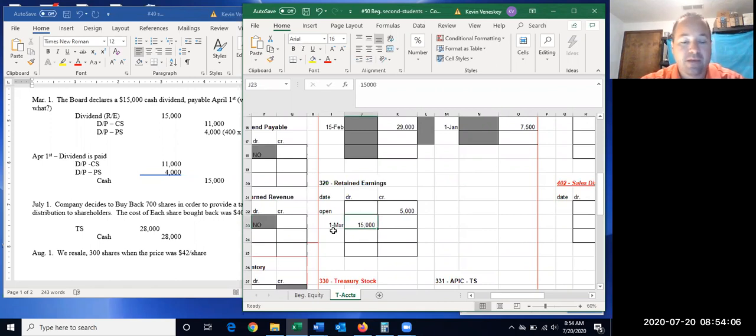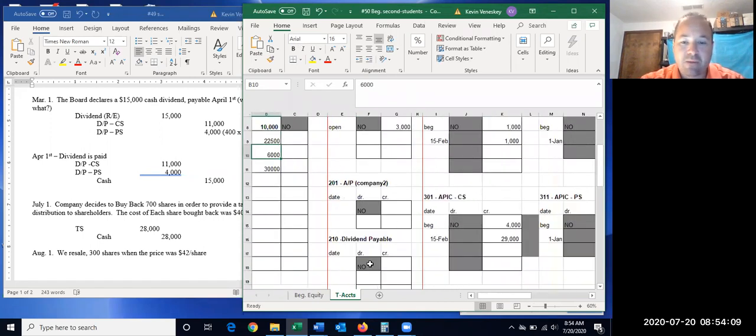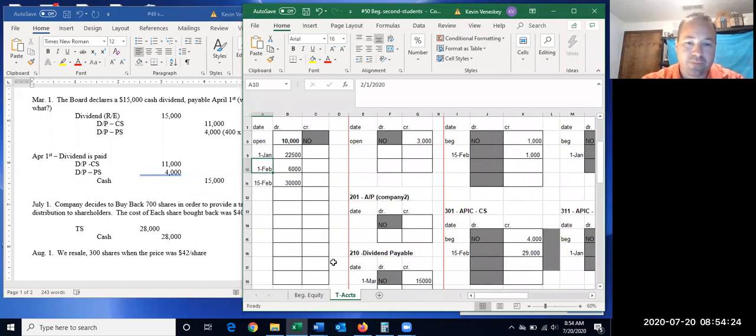That's not too good. We had dividends payable. I'm not going to make one for both of them. I'm just going to combine them into one. So on 3/1, I had 15,000 in dividends payable, and then on April 1, I paid that off, so it equaled each other out. And then on 4/1, I paid 15,000. So all I've done is just updated my T accounts to show all of this.